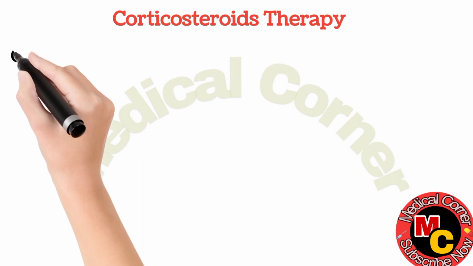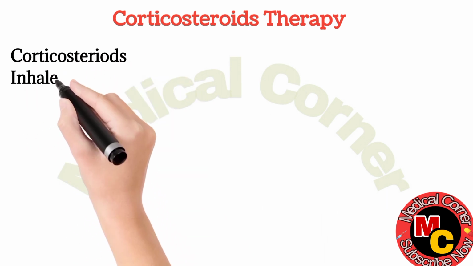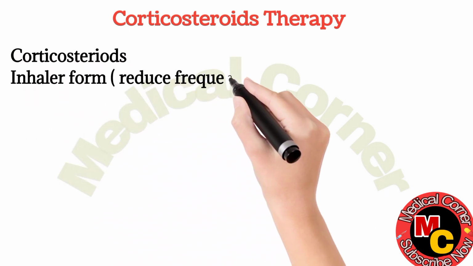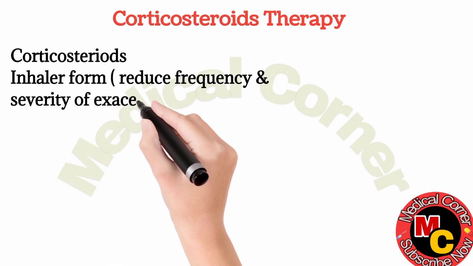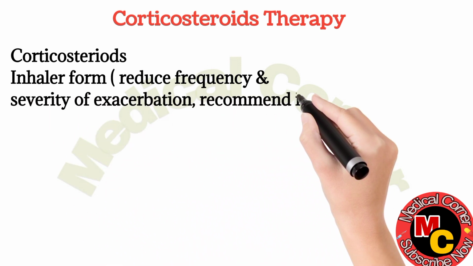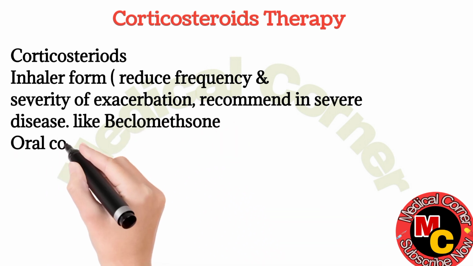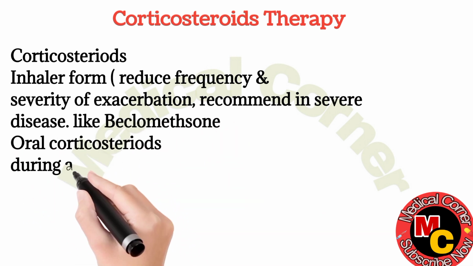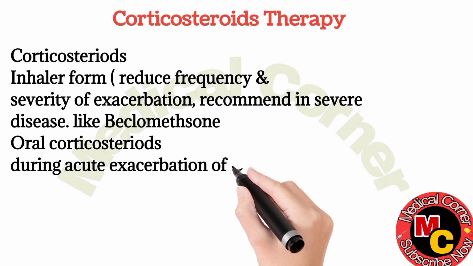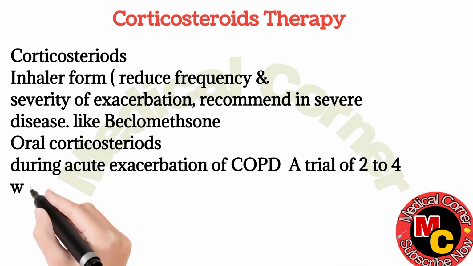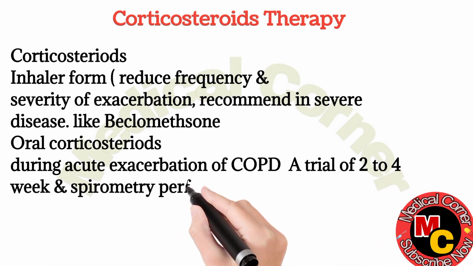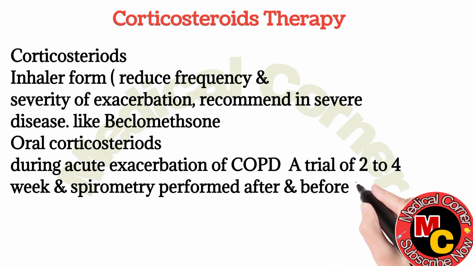Two types of corticosteroid are used in COPD patients. First, the inhaler form, such as beclomethasone. They reduce the frequency and severity of exacerbations and are recommended in severe disease. Second, oral corticosteroids, which are used during acute exacerbation of COPD. A trial of 2 to 4 weeks is given, with spirometry performed before and after therapy.